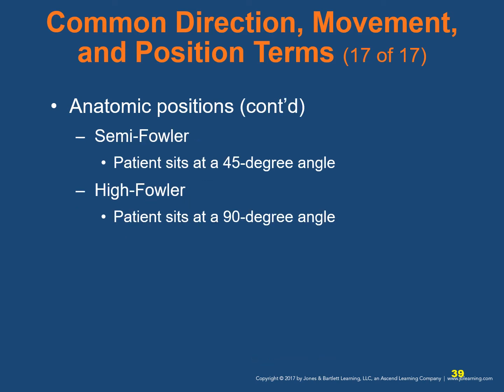The Fowler position is a semi-reclining position with the head elevated to help the patient breathe easier and to control the airway. A patient who's sitting upright is said to be in the Fowler position. Again, the semi-Fowler position is the patient sitting back on a stretcher at a 45-degree angle. The high Fowler position is a patient sitting at a 90-degree angle.